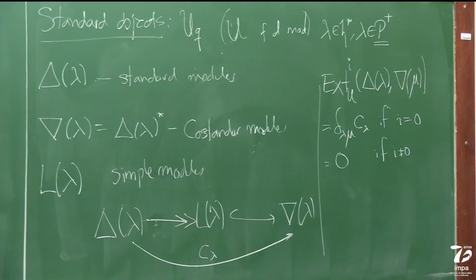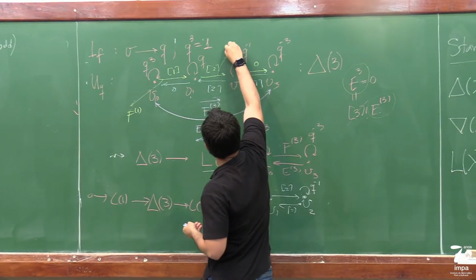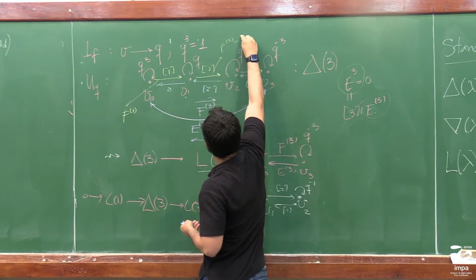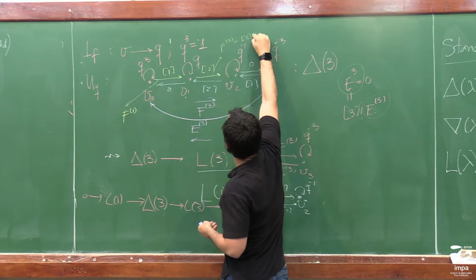One more question about that. Did you also include the divided powers, like e to the 2? Yeah, e to the 2 is included in this. This is f to the 2, which is just 2 times f^(2).